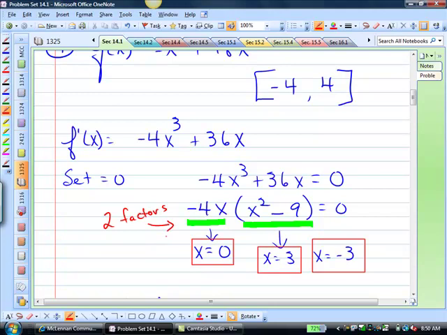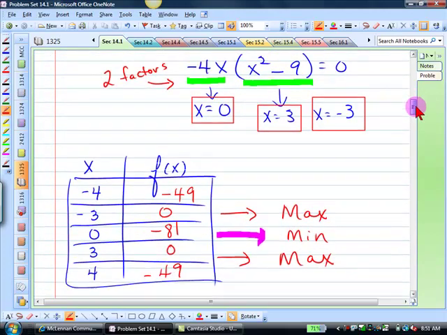And you take each of them and set it equal to 0. And of course, when it's just -4x, that's going to become x equals 0. X squared minus 9, you get x equals -3 or +3 when you do that one. So how many critical numbers do I have? 3. Okay, so are they all within this interval? Yes. Okay, so I'm going to have to evaluate -4 and 4 and then everything that I found here.